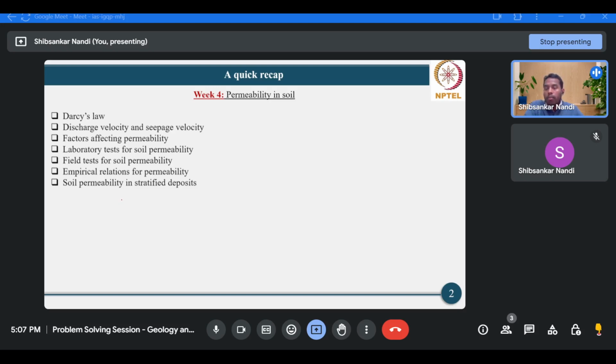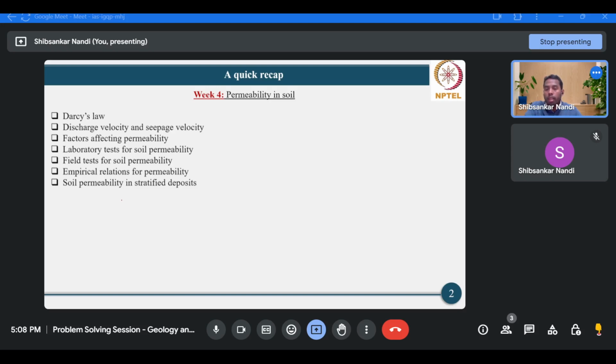And under the field test, there is the pumping out test. So different tests are available by which we can determine the coefficient of permeability. Apart from these two, laboratory and field tests, there are some empirical equations also available in the literature by which we can determine the coefficient of permeability.